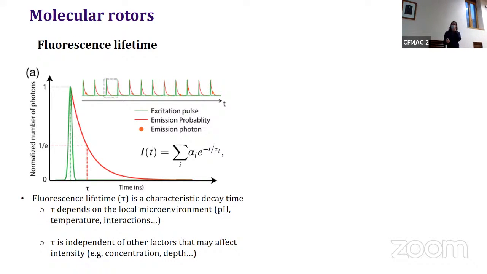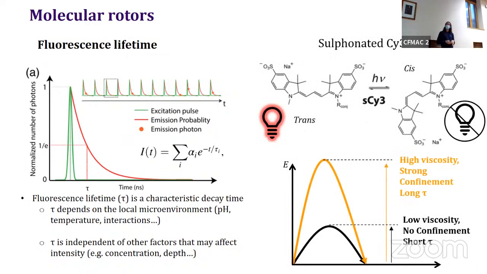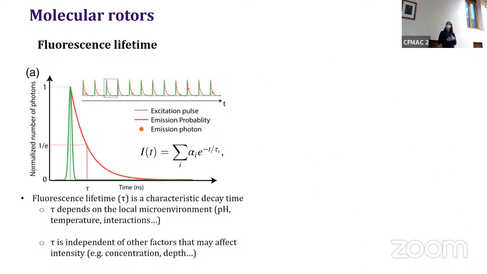But this fluorescence lifetime is important because it depends a lot on the local microenvironment. So it might change depending on the pH that you have there. It might change with the interactions with different molecules. It might change depending on the temperature. So it's really a good representation of what's going on at a very local level. And it's good also because it's independent of the factors that may affect intensity. So if you take it very deep inside the sample, it doesn't matter. Your intensity will change, but your lifetime is going to be the same.